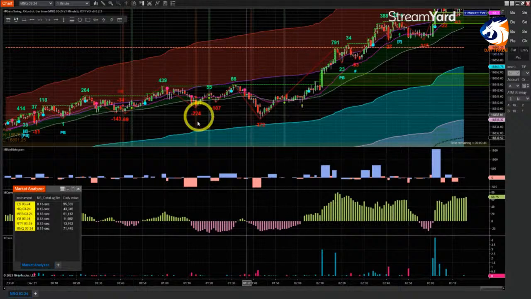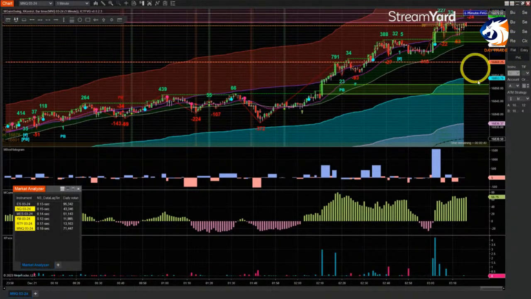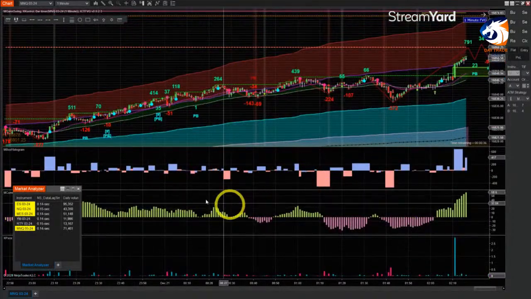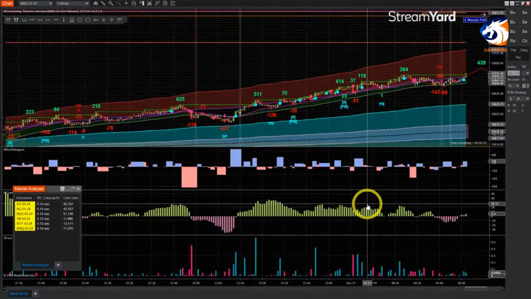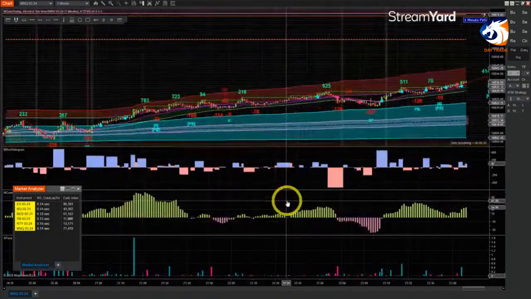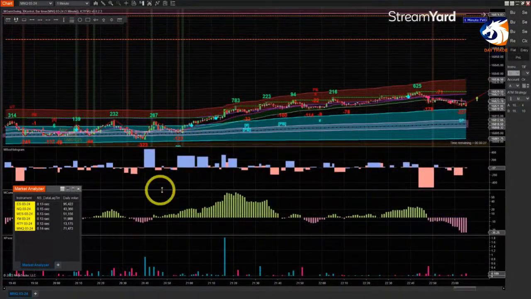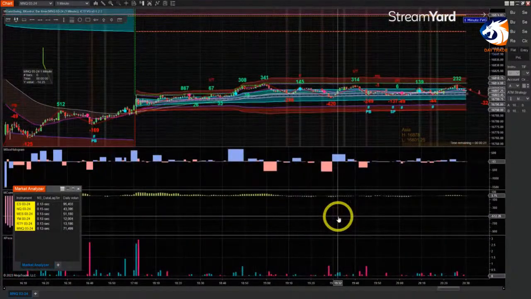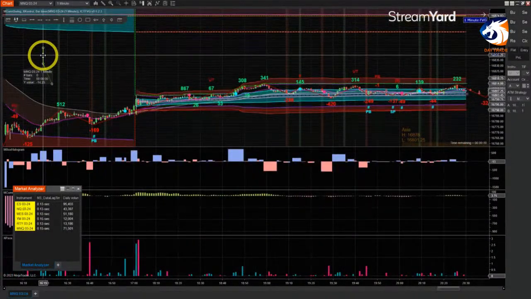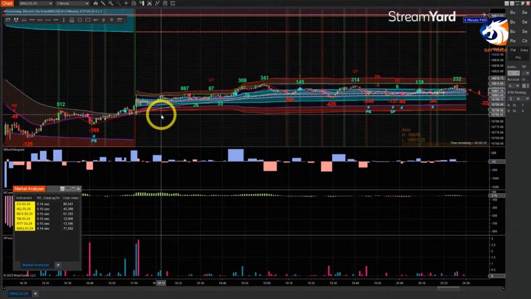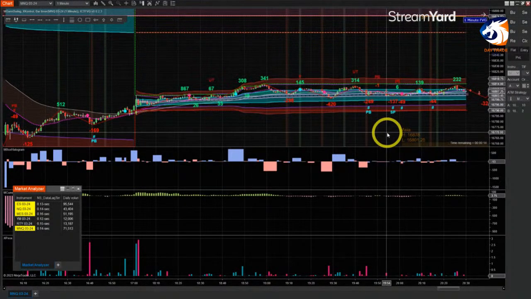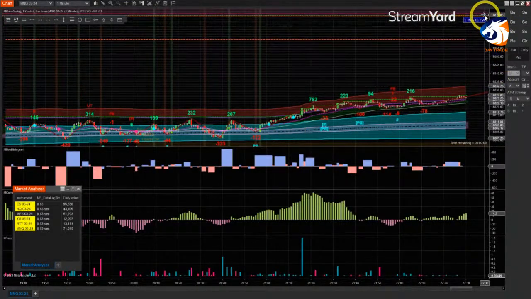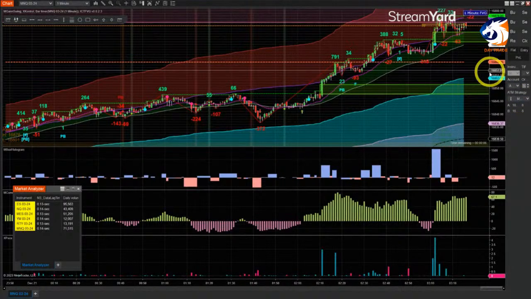As you can see here, where have we been since the Globex session opened? You can see we've been spending most of it with the price above the VWAP. See that? Where did we open? We opened way over here. Here's the opening. We've been above the VWAP most of the time, never really below it. So there's going to be a time, like right now, when it may try to test the VWAP.